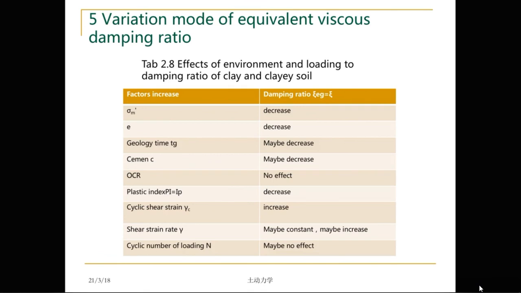Then let's conclude the damping ratio characteristics, the effects of environmental and loading conditions on damping ratio of clay and sandy soil. If sigma m prime increases, it will cause the damping ratio to decrease. That means the soil tends to become harder. If void ratio increases, that means the soil tends to become softer, then it will cause the damping ratio to increase.